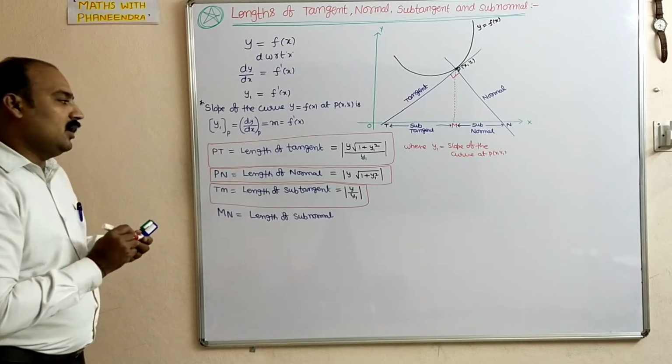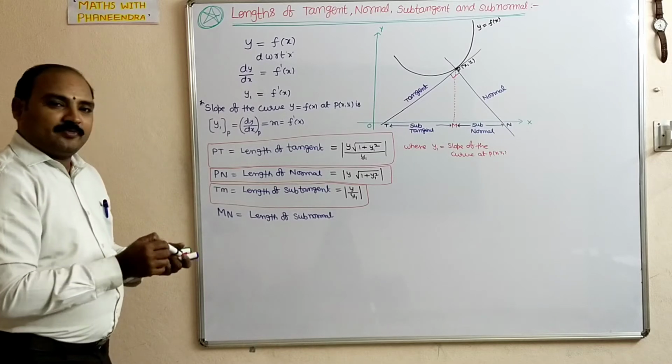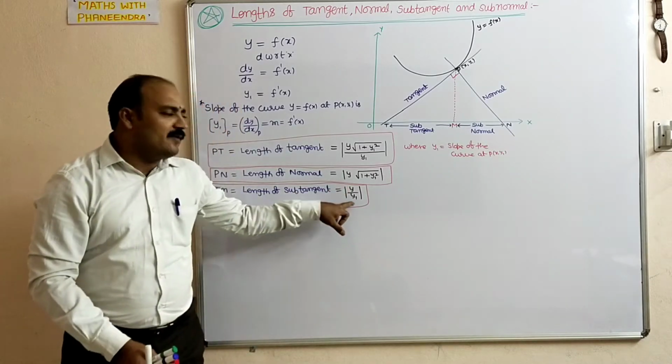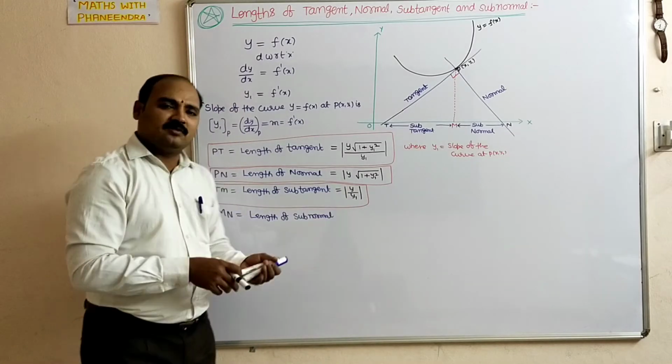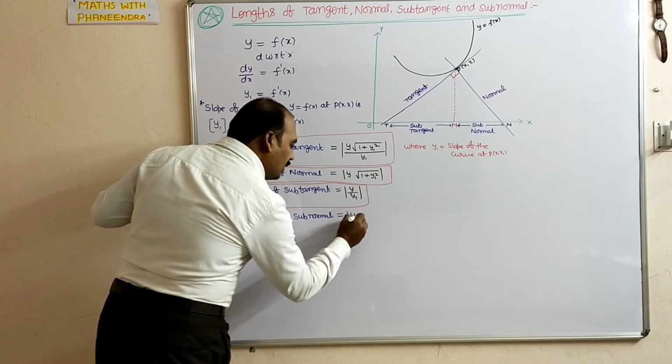Length of normal, length of subtangent. Next, length of subnormal. Length of subnormal is very easy. This is also the product of y and y1. The product of y and y1, that is called length of subnormal. Mod y into y1.